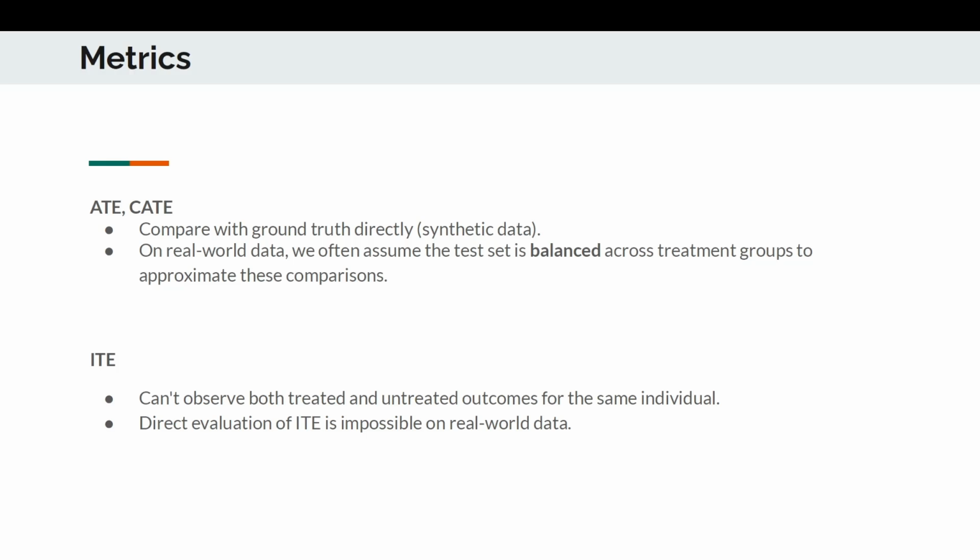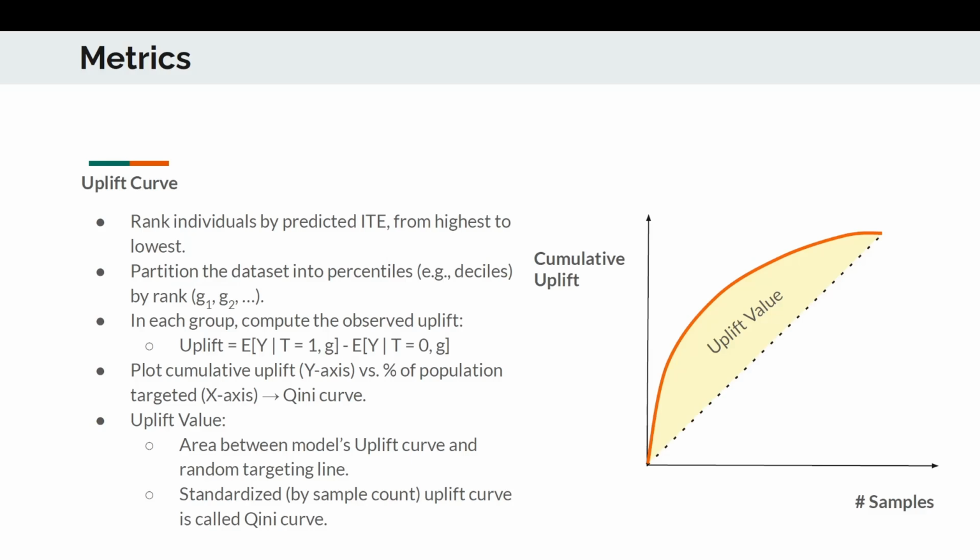However, on real world data, we often assume the test set is balanced across treatment groups, so we can only approximate the comparisons. And individual treatment effects are another problem, because when we treat an individual, we cannot have 2 different cases for that individual. A person cannot be healthy and sick at the same time. So direct evaluation of individual treatment effects is sadly impossible in real world data, unless we have complete twins, which is a digital twin, which is not real world data.